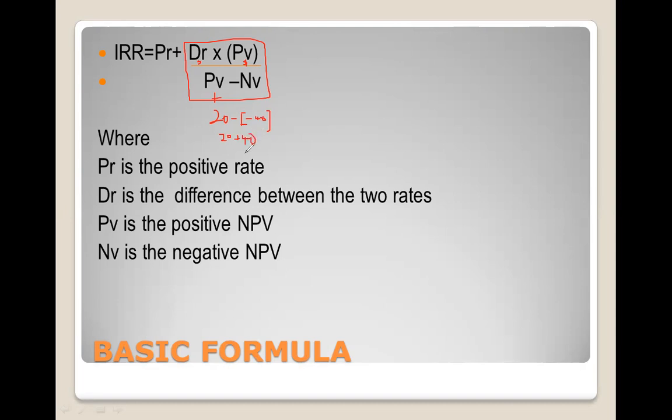I will demonstrate this on our next example, but let me just emphasize this one. The positive rate, the rate that is giving us a positive NPV, plus the difference between the two rates, then you multiply by the positive NPV, then you divide this component by the positive value minus the negative value, and you need to be very careful of the negative sign.